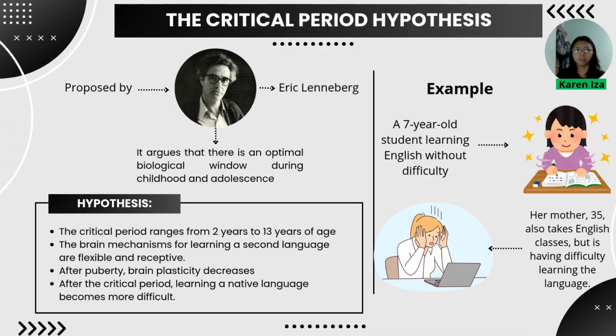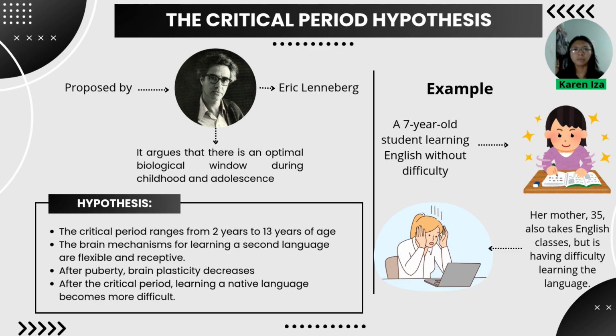The critical period hypothesis, proposed by Eric Lenneberg in 1967, posits that there is an optimal biological window during childhood and adolescence in which the human brain is especially primed to acquire languages naturally and more easily due to high brain plasticity. According to this hypothesis, the critical period spans approximately from age 2 to puberty, 13 years old. During this time, the brain's mechanisms for language learning are much more flexible and receptive.